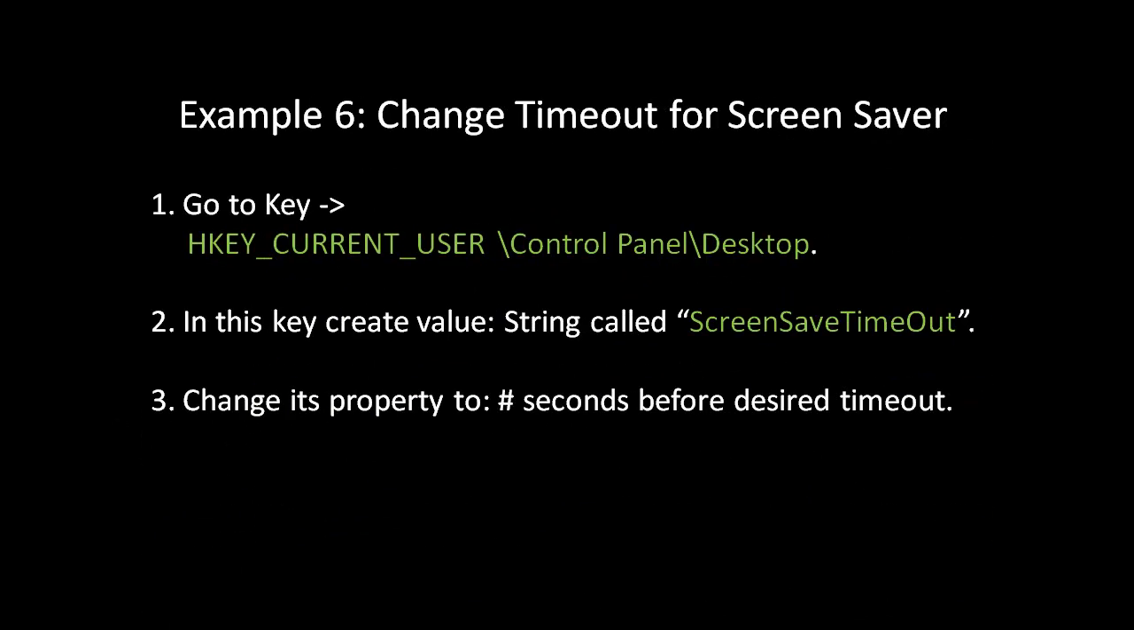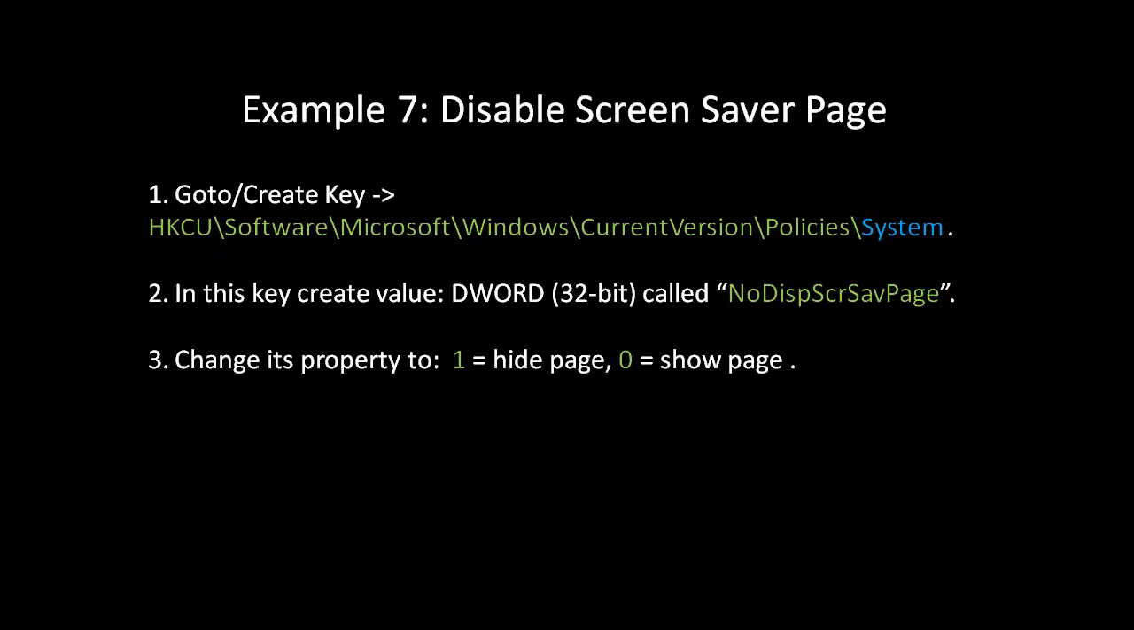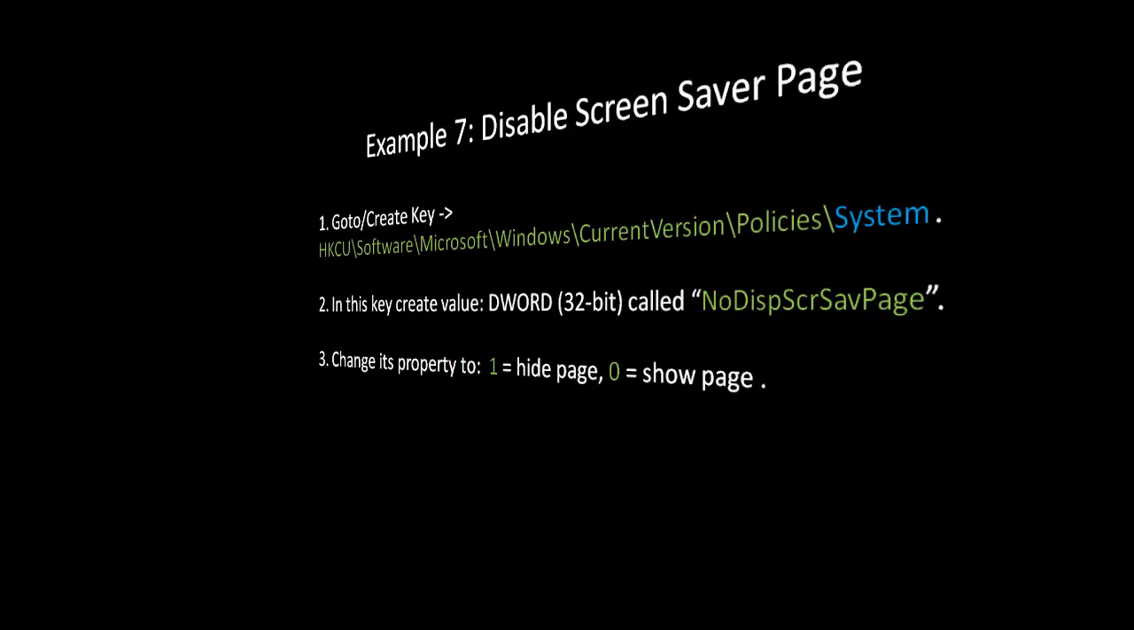Next, we're going to change the timeout value for the screensaver, again using the system registry database. So we're going to go to HKEY_CURRENT_USER\Control Panel\Desktop, and this time we're going to create a string called ScreenSaveTimeOut, and we're going to specify the amount of time in seconds for the desired timeout. Finally, we're going to take a look at enabling and disabling the screensaver page using the Windows Registry database. First, we're going to go to HKEY_CURRENT_USER\Software\Microsoft\Windows\CurrentVersion\Policies, and create a new key called System if we need to. Then, within this new key, we're going to create a 32-bit DWORD value called NoDispScrSavPage. It's Boolean, so we can use 1 to hide the page and 0 to show the page.